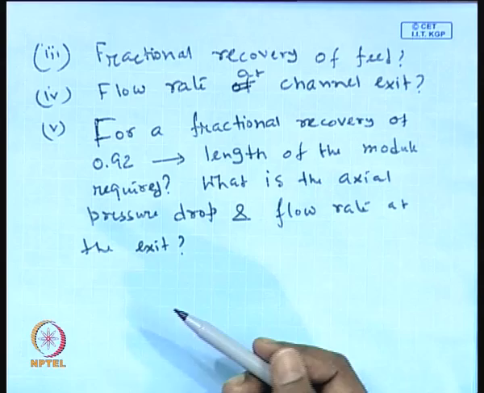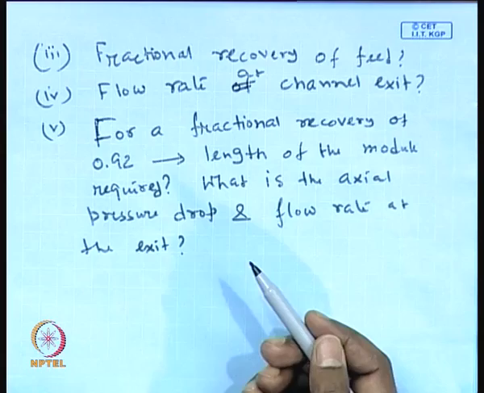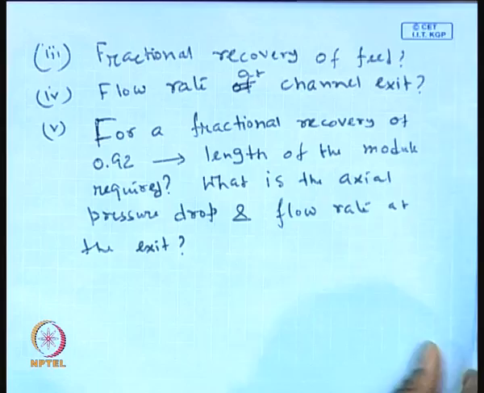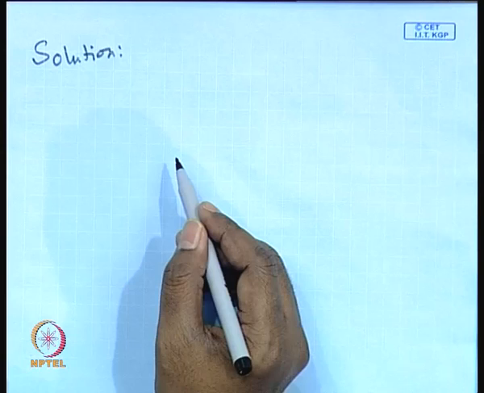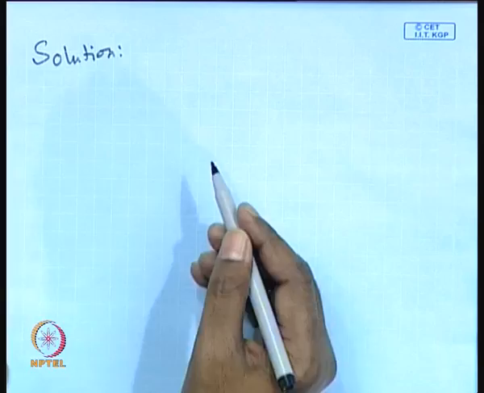and in the last problem we would like to increase the fractional recovery. For that, for the design of the module, you have to find out what is the length required for that particular purpose. Now, let us look into the solution. In this case, this is pure water and there is no effect of osmotic pressure and things like that. So, the simplest formulation that we have done for the module design will hold good. Okay. So, let us write down various quantities.